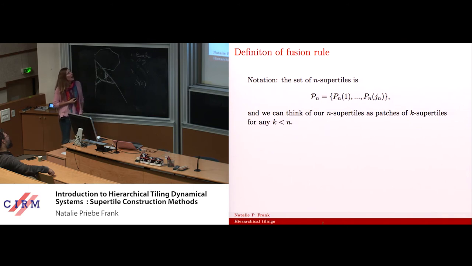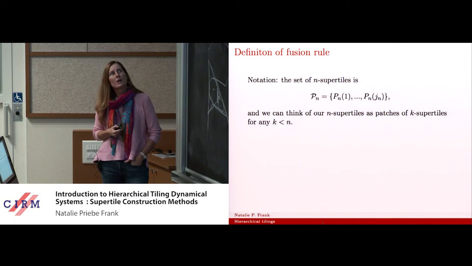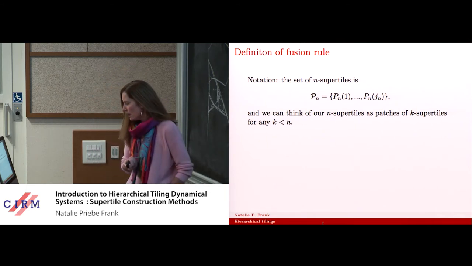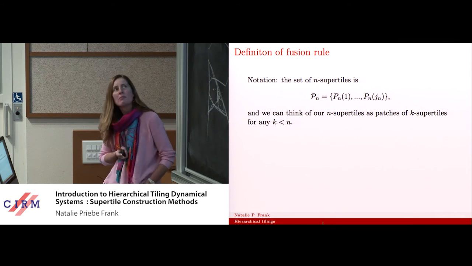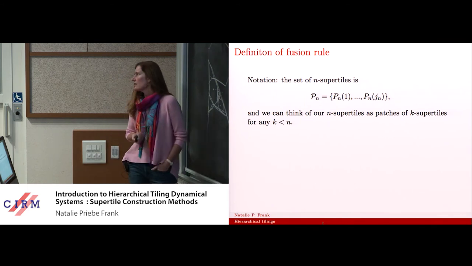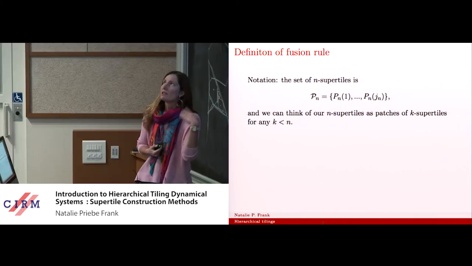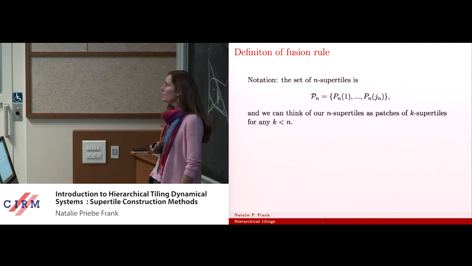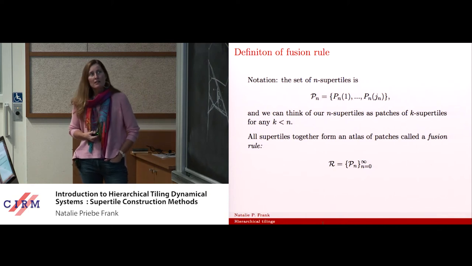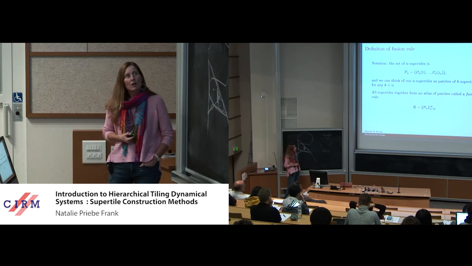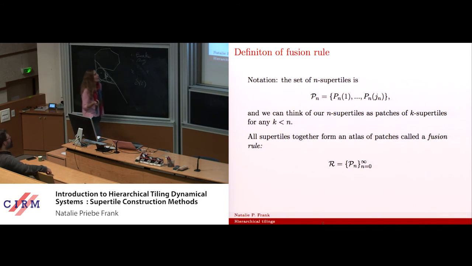So the notation that I've used, these are the N supertiles. And I'm using that script P that I was using for prototiles because sometimes you want to think of the N supertiles as being the prototiles for a larger tiling. And there's just however many there are, J sub N of them, however many that is. I'll just throw away another comment. If you happen to know about Bratteli diagrams, this fits in that paradigm as well, non-stationary Bratteli diagrams. So you can think of your N supertiles as patches of N minus one supertiles, or of supertiles at any lower level, really, if you want to. So you put all the supertiles together in this big, huge atlas that I'm calling R, and that's your fusion rule. And you're using it as a language to create the tilings.